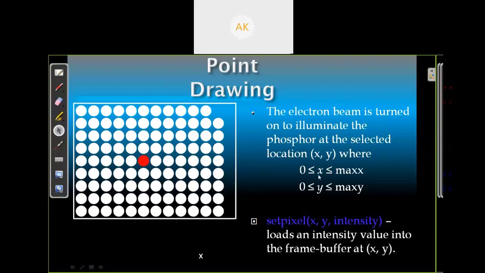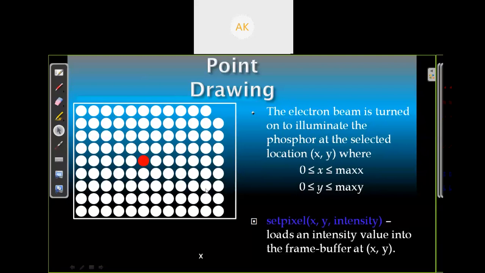The value of x will be 0 to x max. So this is the x location, the horizontal location we call x. So the value will be between 0 to x maximum. What is the maximum width of your screen? In the same way, what is the value of y? It will be between 0 to y max. What is the maximum number of horizontal lines in your screen?